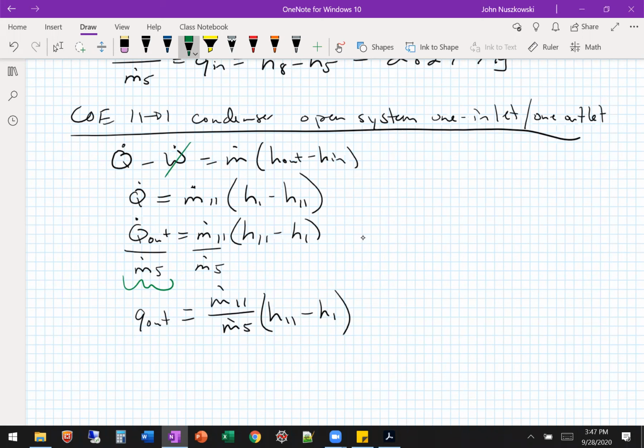We have enthalpy at 1, we have enthalpy at 11, but we don't now have mass flow rate 11 divided by mass flow rate 5, right? So that means we need to get mass flow rate 11 divided by 5. Okay.